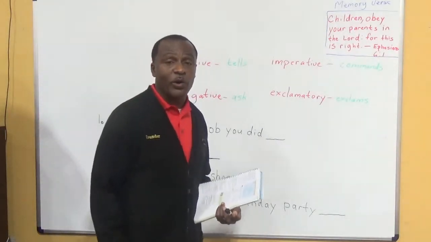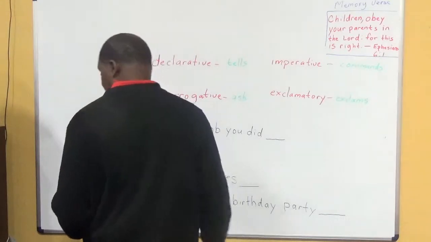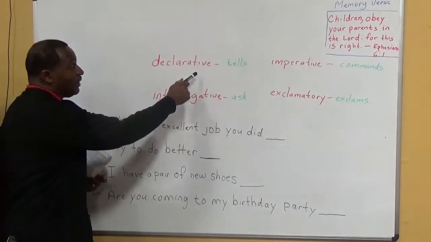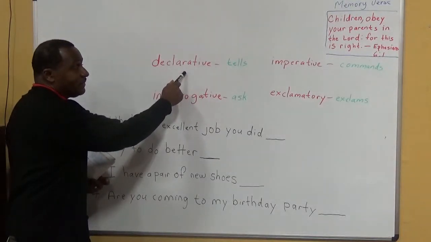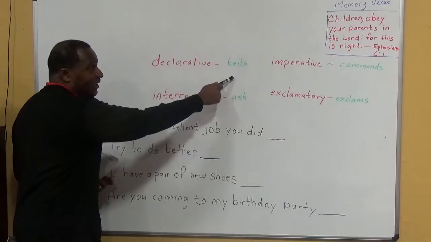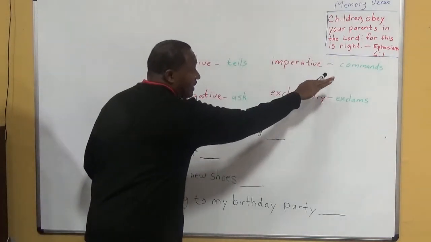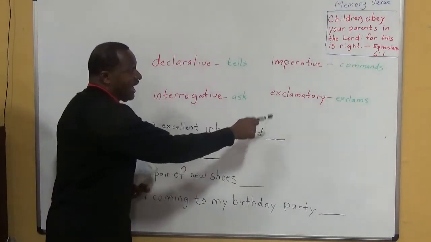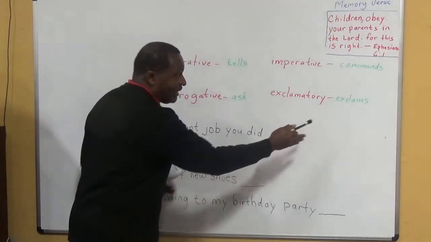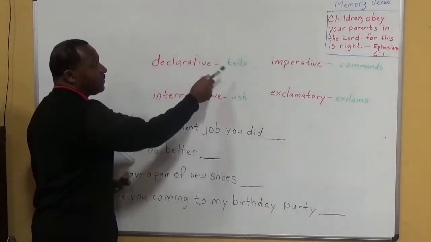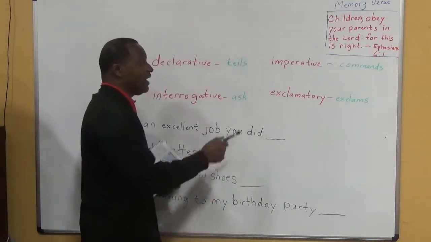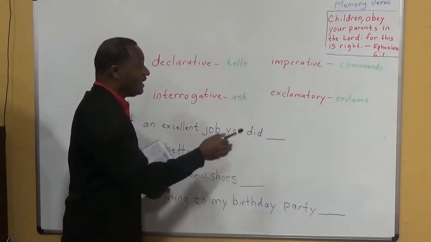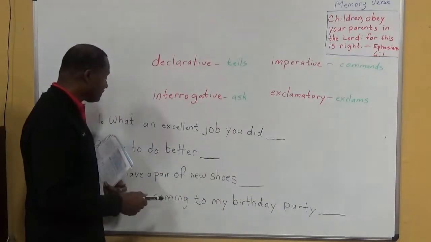I want to talk about all 4 kinds of sentences first, and then identify all 4 kinds of sentences. I don't see my pointer up here, but anyway, I'm going to point to them. Declarative does what? Tells. Imperative commands. Interrogative asks. And exclamatory exclaims. So you have your declarative, which tells something. Tells somebody to do something. You have your imperative, which commands. And your interrogative that asks. And then your exclamatory that exclaims.